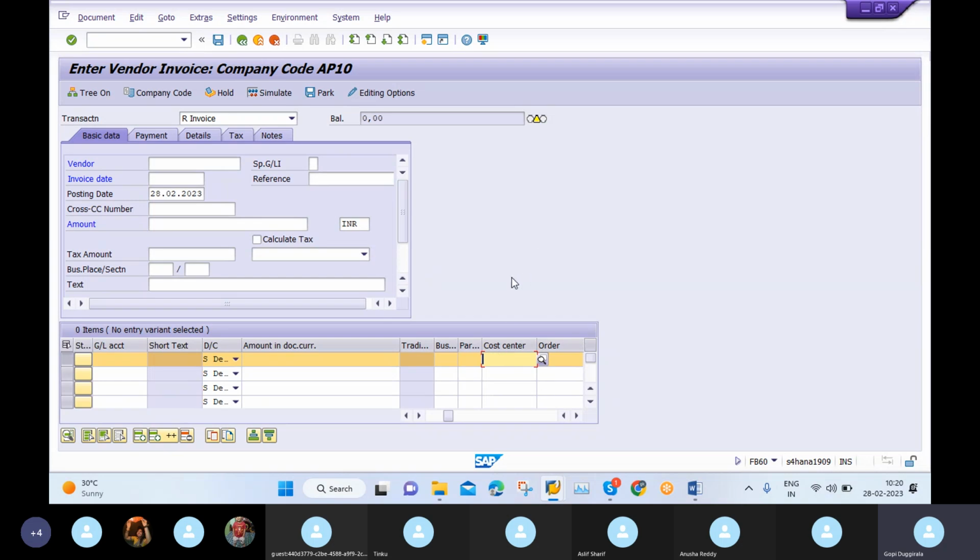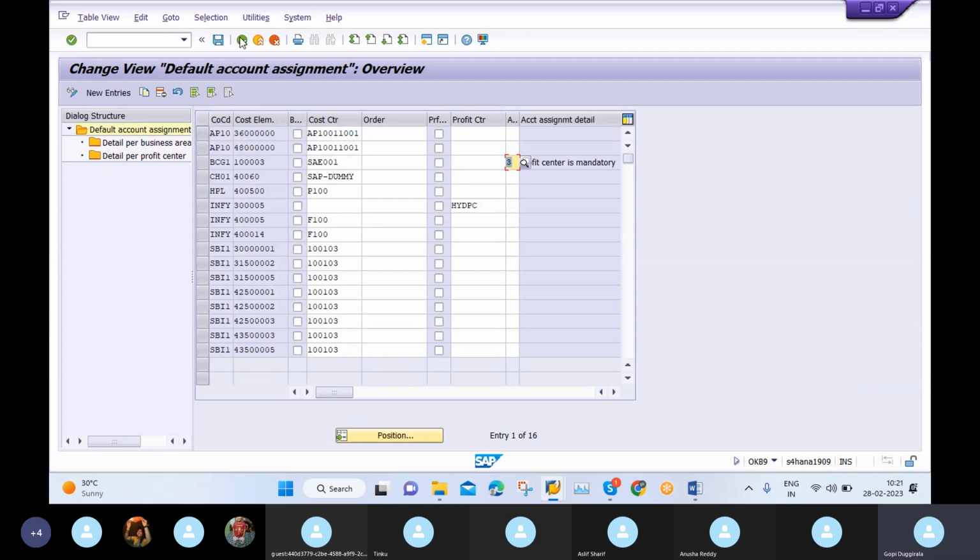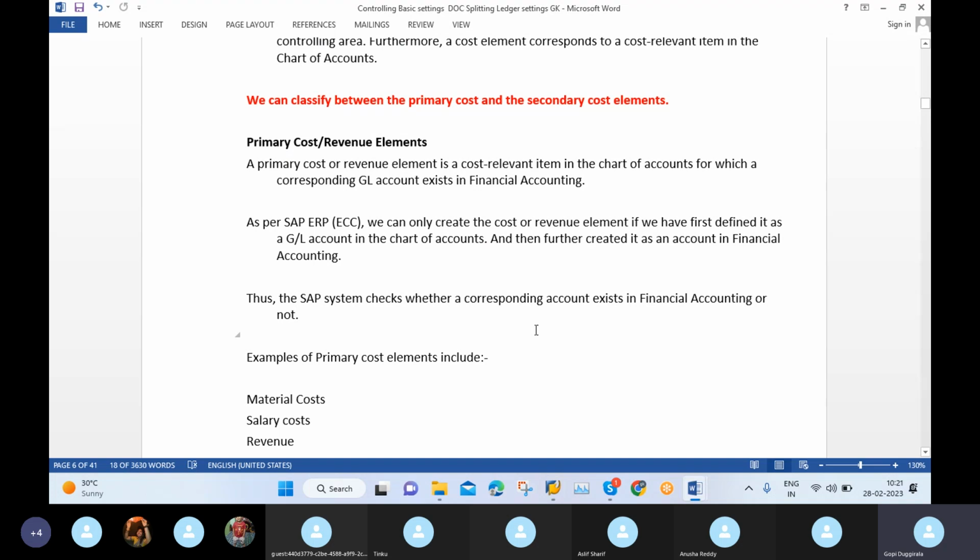The interviewer asks this way: in FB60, while I'm posting one transaction, I maintain one cost center. Next, the interviewer asks, how does the system know the corresponding GL account for this particular cost center? That is the question. In OKB9, I maintain this corresponding cost center GL account in this screen. Whatever I showed you. This is my corresponding cost element, and this is my corresponding GL account. That's it. It's very easy, but please try to remember and please try to understand. If you didn't understand, take it lightly.